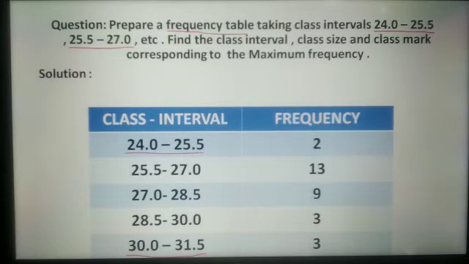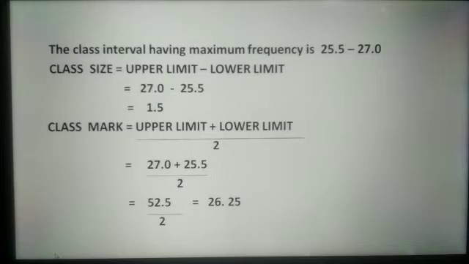Reading the table, for 24.0 to 25.5 the frequency is 2, for 25.5 to 27.0 the frequency is 13, for 27.0 to 28.5 the frequency is 9, for 28.5 to 30.0 the frequency is 3, and for 30.0 to 31.5 the frequency is 3. Now the class interval having maximum frequency is 25.5 to 27.0.